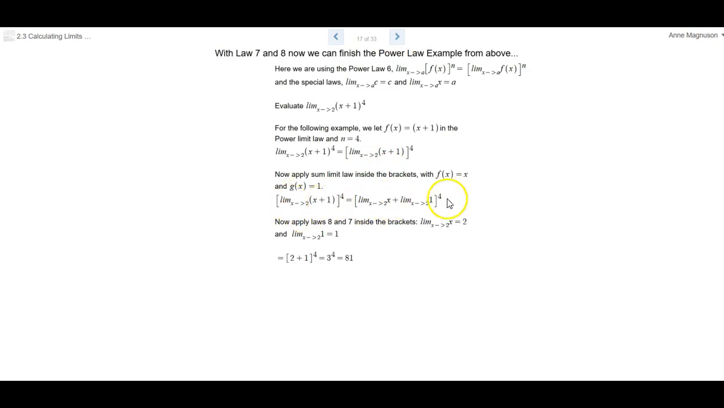So we'd gotten to this point. The limit as x approaches 2 of (x plus 1) to the fourth. So applying that constant function law tells us this limit's going to be 2. And applying the identity function law tells us this limit's going to be 2. And applying the constant function law tells us this limit's going to be 1. So we're going to end up with 2 plus 1 in those brackets raised to the fourth power, or 3 to the fourth, which is 81.